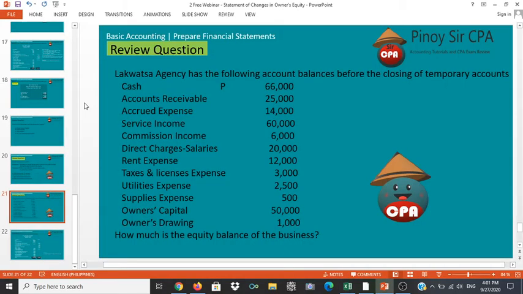So, sabi, we have cash, accounts receivable, accrued expense, service income, commission income, direct charges, salaries, rent expense, tax, utility, supplies expense, owner's capital, owner's drawing. So, first thing is you need to compute the net income or net loss. And in order to get that, you will have to get the total income and the total expenses. So, unahin muna natin yon, okay? Before we go with the computation of the equity balance.